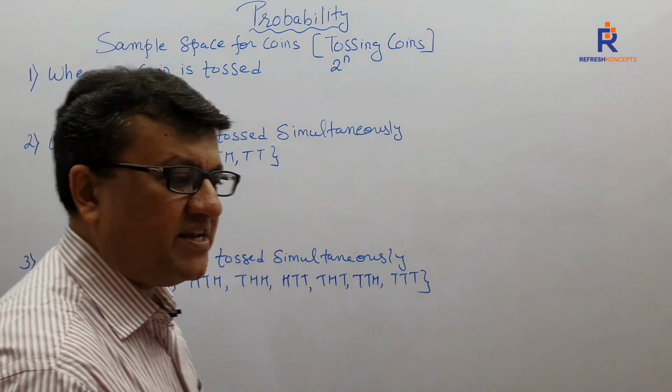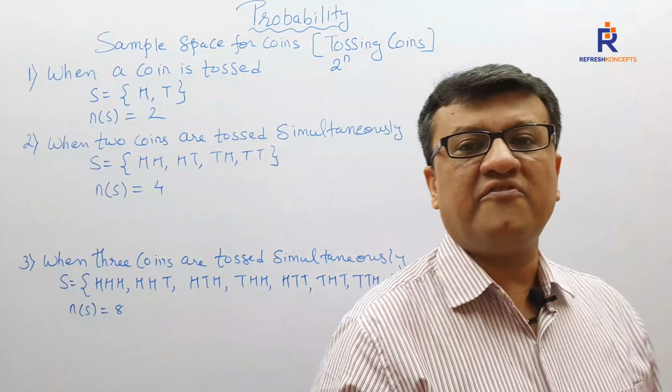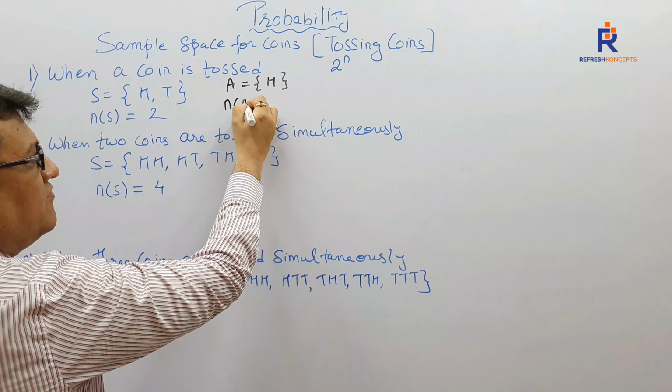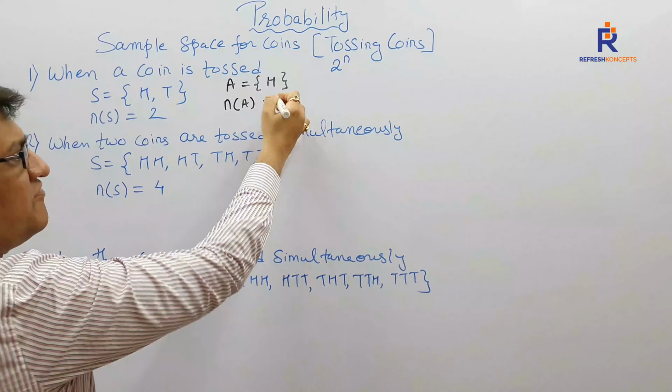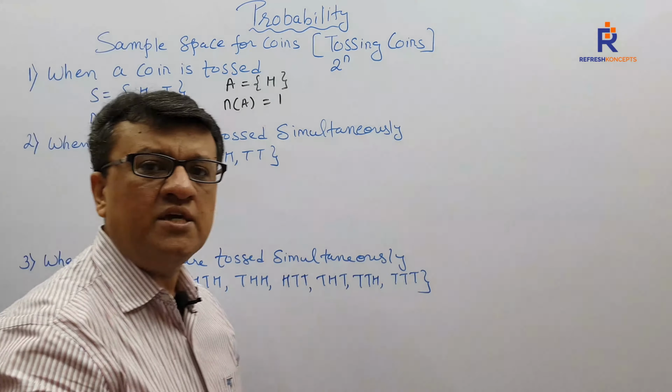When a coin is tossed, we are aware that the sample space is {H, T}, n of S is 2. Now let A be the event of getting a head. So when I say A is the event of getting a head, how many heads do I have? I have only one head. So I will have event A with only one sample point, and that sample point is going to be H. Since I have only one sample point, my n of A is going to be 1.